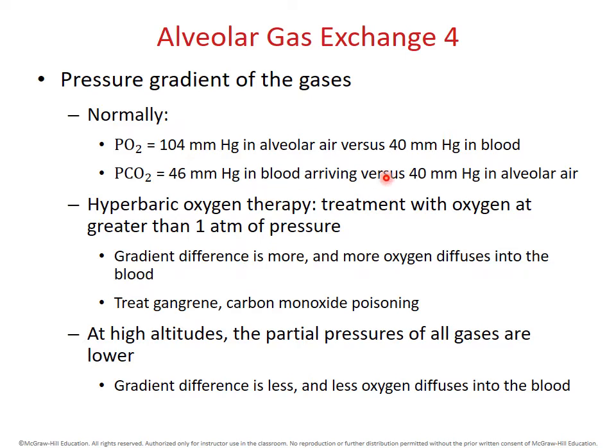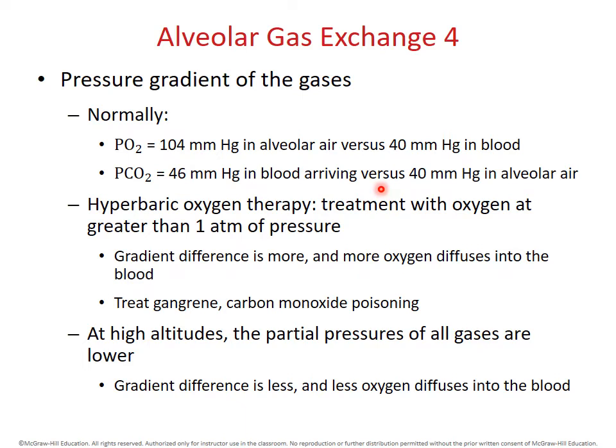Number one is that these numbers, like 104 and 46, aren't even close to each other. Again, it doesn't matter. It doesn't matter that PO2 is 104 and PCO2 is 46, because we don't care about a gradient between oxygen and carbon dioxide. Those are two different gases, two different solubilities, and they do not affect each other's diffusion rates. So it absolutely doesn't matter what these numbers are compared to these numbers. Just totally irrelevant. Don't even worry about that.